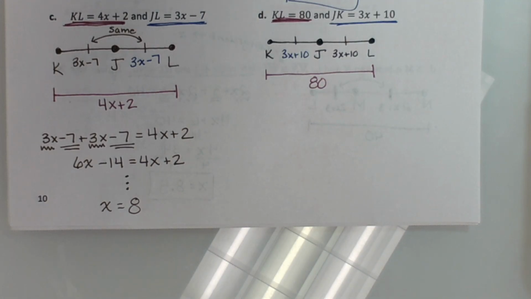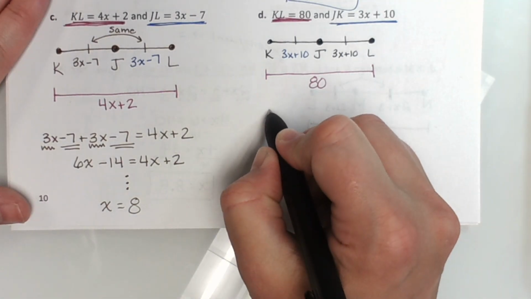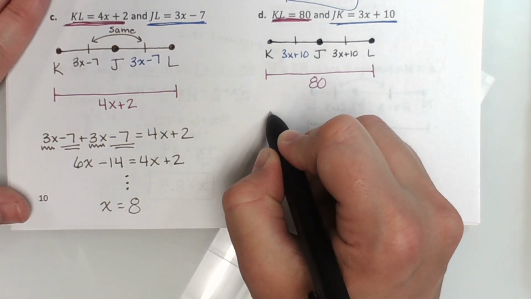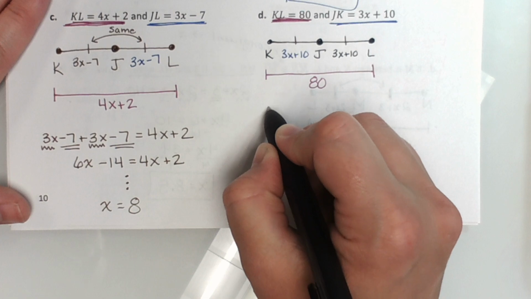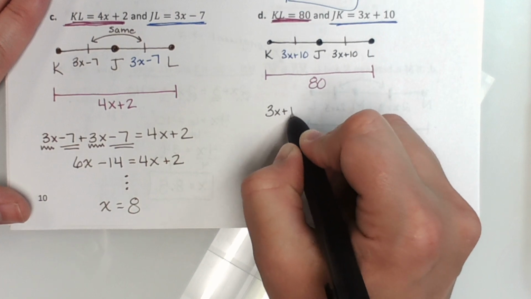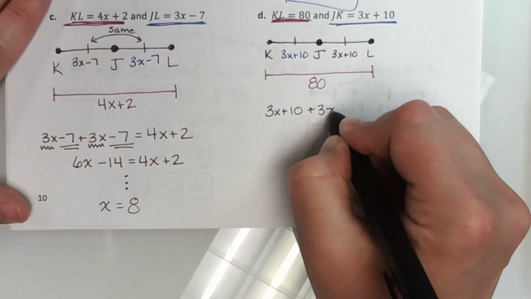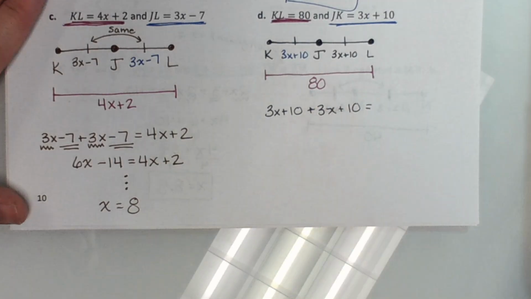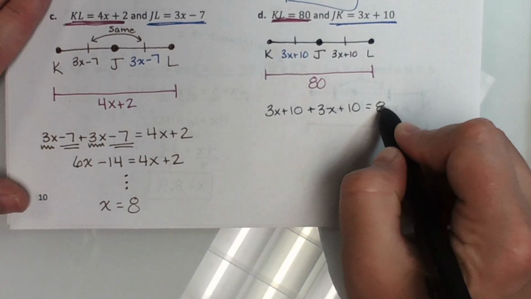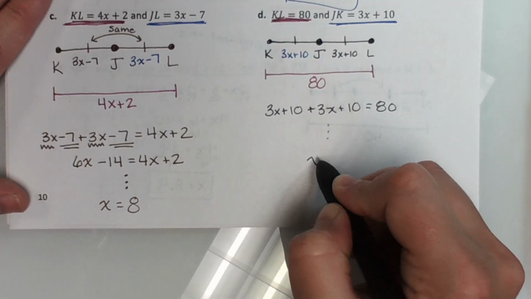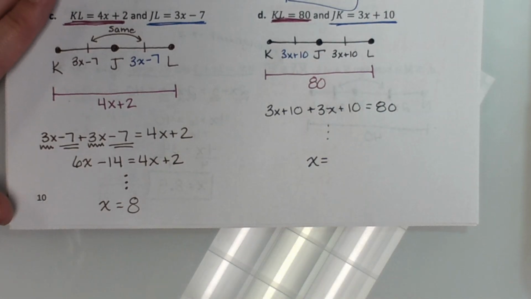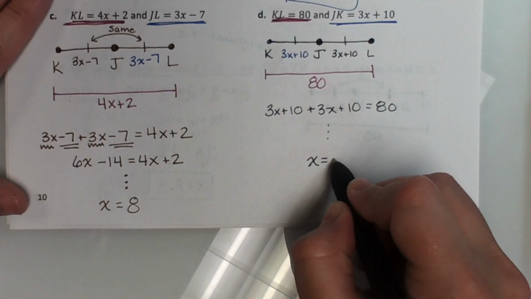What would the equation look like to solve for x? Kind of the same as the other one before it. 3x plus 10 plus 3x plus 10 is equal to 80. X will be 10.